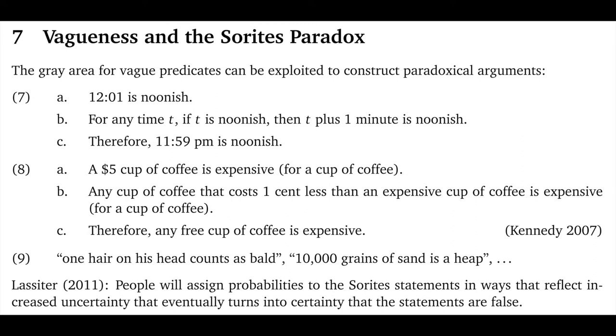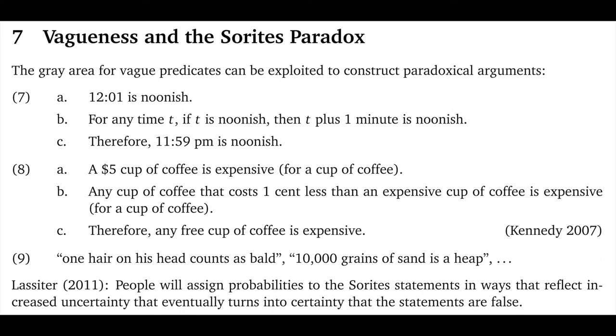Here's a second example. Our starting point is a $5 cup of coffee is expensive, and then we get ourselves into trouble. $4.99 is expensive for coffee, and so is $4.98 and $4.97. And so we adopt premise 8b, any cup of coffee that costs 1 cent less than an expensive cup of coffee is also expensive. But this will take us all the way through cheap and into free. A free cup of coffee is now expensive. That's the paradox. And obviously the culprit was again this recursion, but the recursion is fine for a little while, for some unspecified number of steps, but then at some point it has clearly already fallen apart.